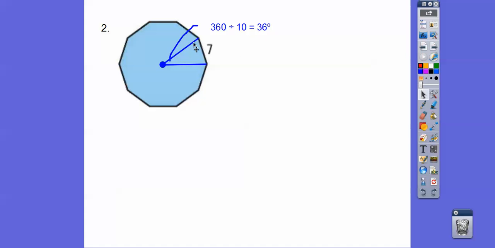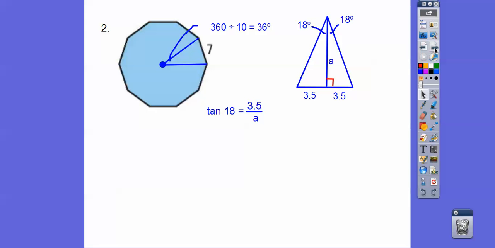So if we take half of it, because we need this apothem right here, and it's going to bisect that 36, so it's going to make it 18 right there. It's also going to bisect that 7 down there. So 18. This is opposite. This is adjacent. This one's a tangent ratio. So the tangent of 18 equals opposite over adjacent. All right, so cross multiply and we get the apothem to be 10.8.